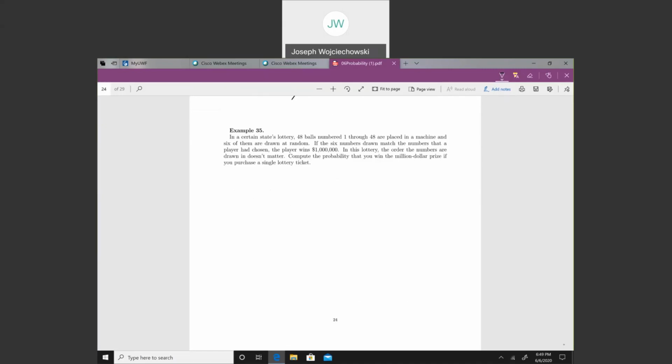So we need to know how many combinations of tickets there are. So we have 48 combination 6, which is 48 factorial over 48 minus 6 factorial, 6 factorial. That gives me 48 times 47 times 46 times 45 times 44 times 43 times 42 factorial over 42 factorial, times 6 times 5 times 4 times 3 times 2 times 1, which is 720. This cancels out.